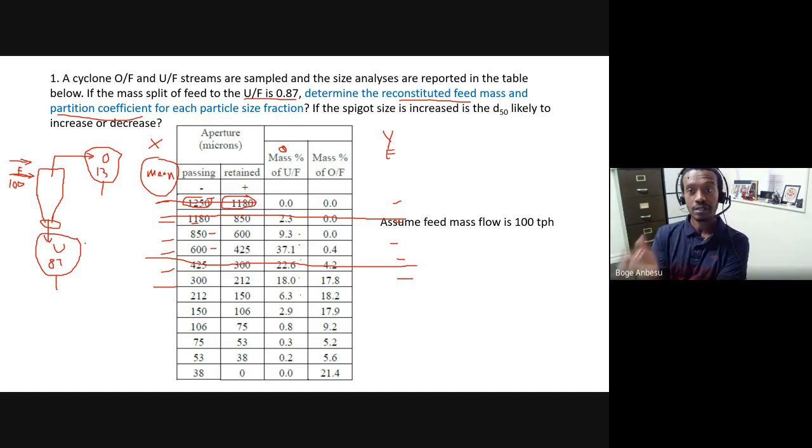But in both cases, it is separating fine from coarse. At the end of the day, in both desliming operations and beneficiation operations, all we're trying to do is separate coarse from fine. But obviously, the level of coarse and fine in one operation is totally different from the level in another operation.